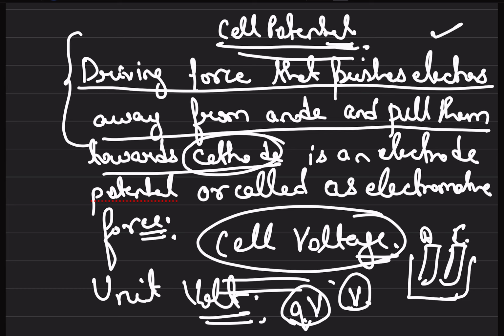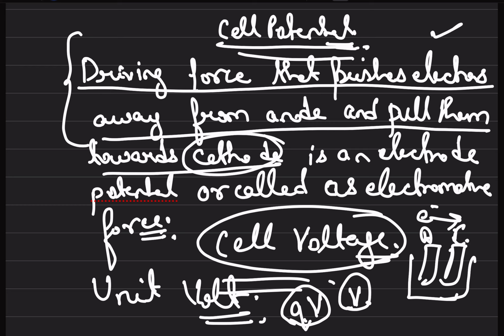Okay, so suppose that this is the anode and this is the cathode. These are the electrons which are being pushed from the anode and pulled towards the cathode. So these are the electrons at the anode. With the help of the electromotive force, or the cell potential, they will be attracted towards the cathode.